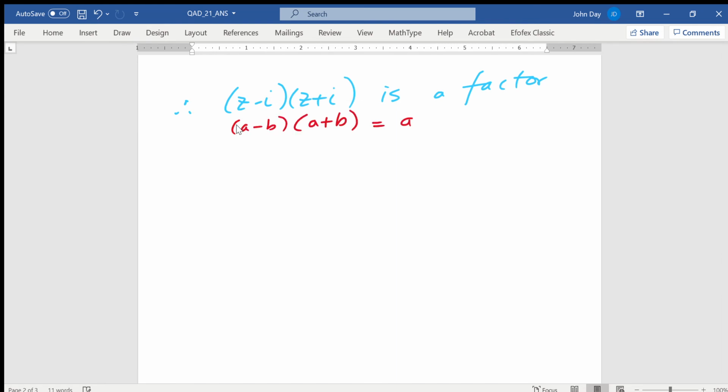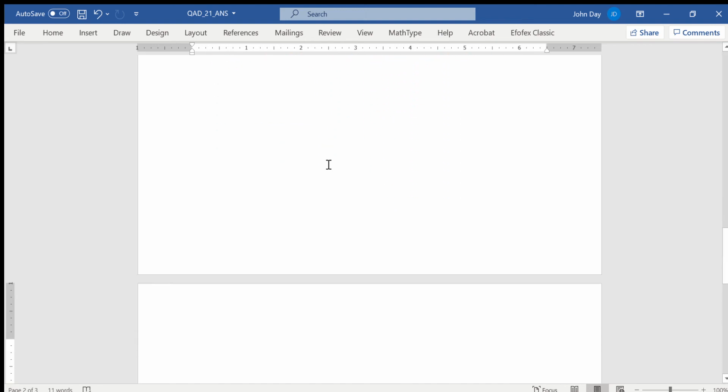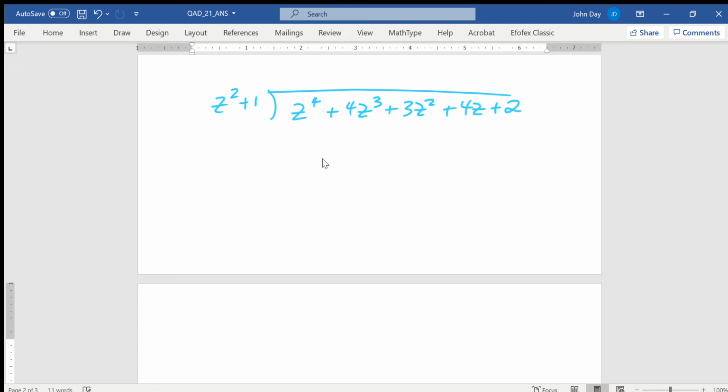Right, which is a squared minus b squared. So if we just sort that out, this thing here is a squared minus b squared, which is z squared minus 1, which is z squared plus 1. So z squared plus 1 is a factor. So we can divide z squared plus 1 into the original polynomial, which is z to the 4 plus 4z cubed plus 3z squared plus 4z plus 2.